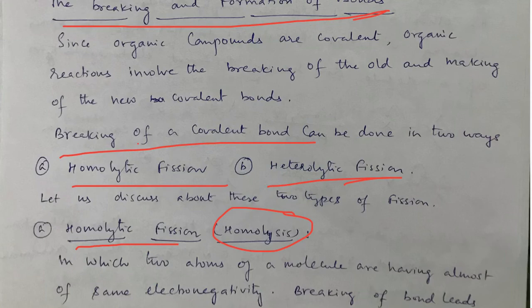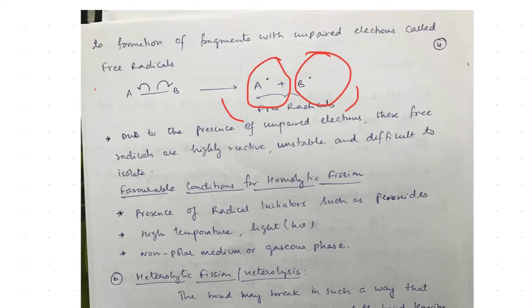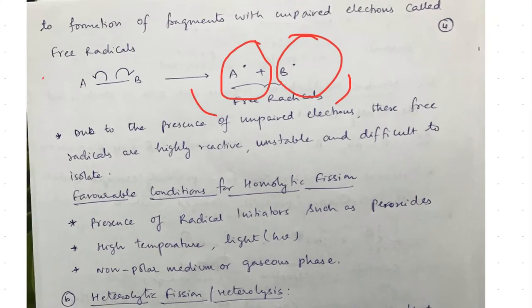Breaking of that type of bond leads to what type of species? It gives free radicals. Homolysis always forms two fragments, and these two fragments carry one unpaired electron or one odd electron, and those species are called free radicals. Homolytic fission always leads to the formation of free radicals, right? These free radicals, because of the odd electron, are highly reactive species.